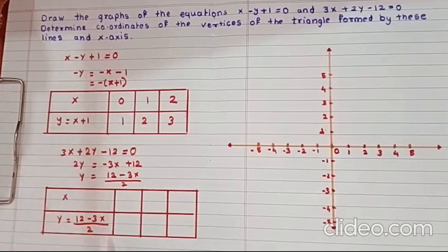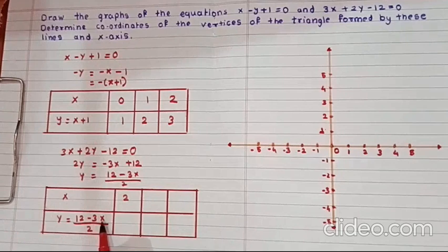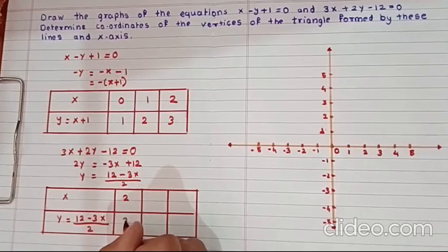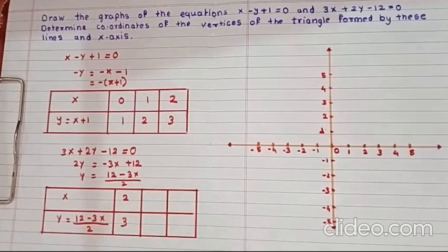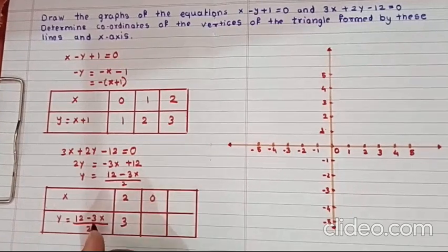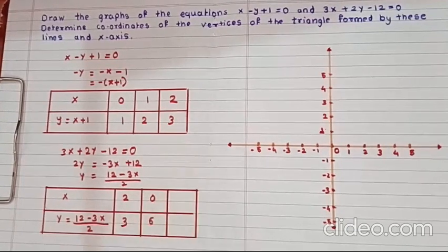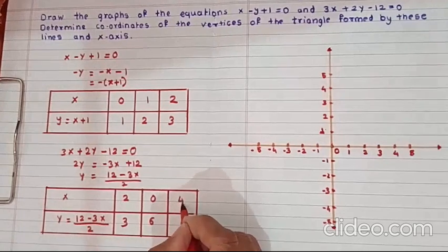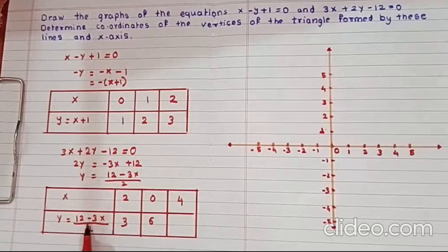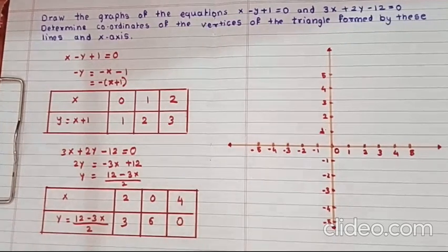So I can put the value of x as 2 first. 3 2s are 6. So 12 minus 6, 6 divided by 2, I get the value 3. If I put the value of x as 0, what will happen? 12 minus 0, so 12 divided by 2, I get the value 6. And if I put the value of x as 4, 3 4s are 12. So I get the value of y as 0.